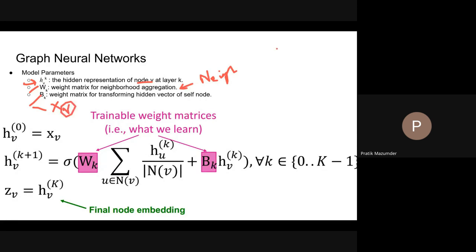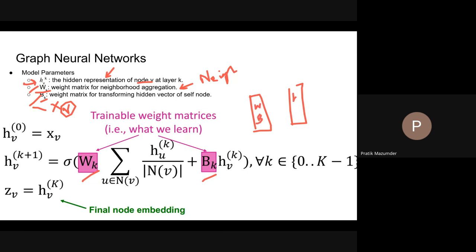Okay, so these two are the only learnable parameters. Again, this is a representation. It's not directly learnable, it's indirectly learnable. So these are the trainable weight matrices which you learn, which I mentioned that if you consider any of these layers, you're learning a common W and B.